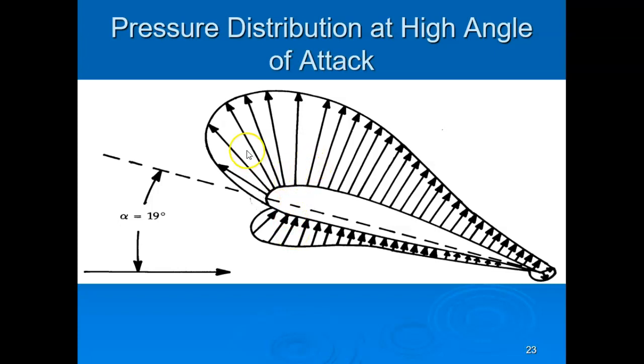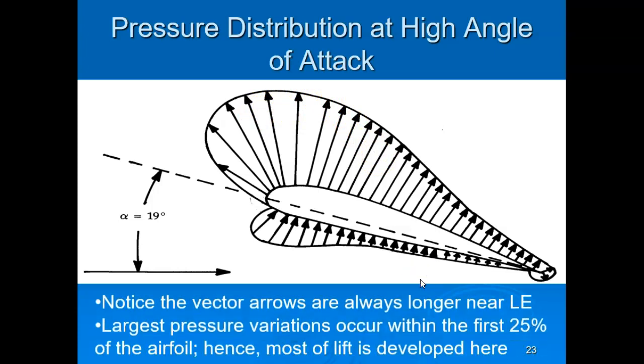Notice that most of the lift is generated close to the leading edge of the wing at a high angle of attack. The largest pressure variations occur within the first 25% of the airfoil, closer to the leading edge. So most of the lift is developed close to the leading edge of the wing.